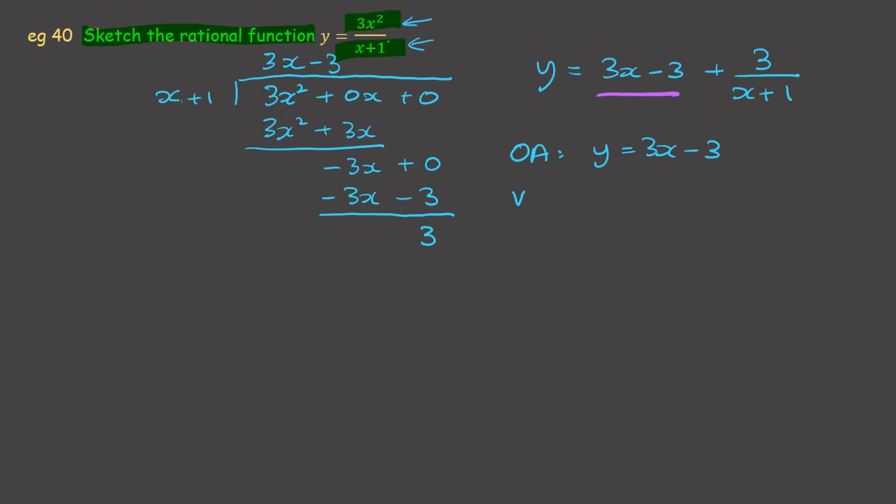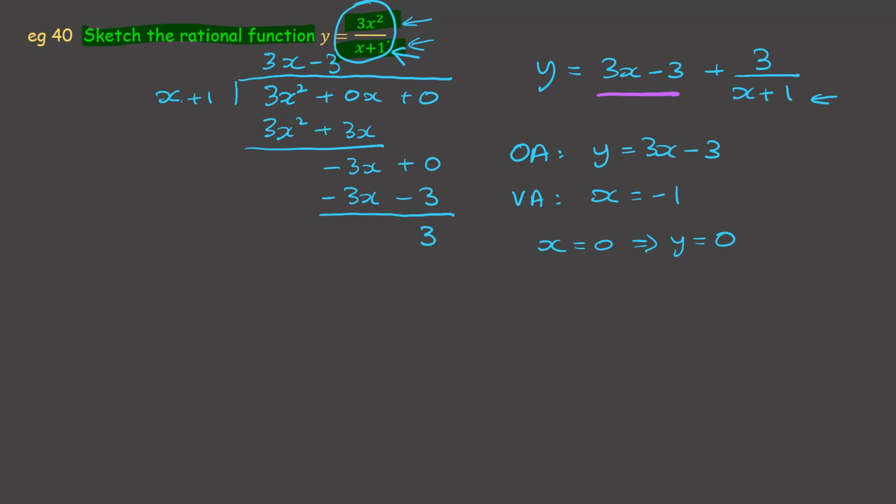We've also got a vertical asymptote, which would be x equals negative 1, which we can identify either from there or from the original. If we look back at the original as well, we can see that when x is equal to 0, y will be equal to 0, and therefore this one is going to go through the origin.